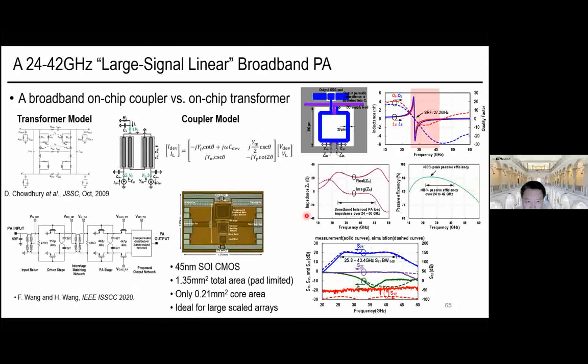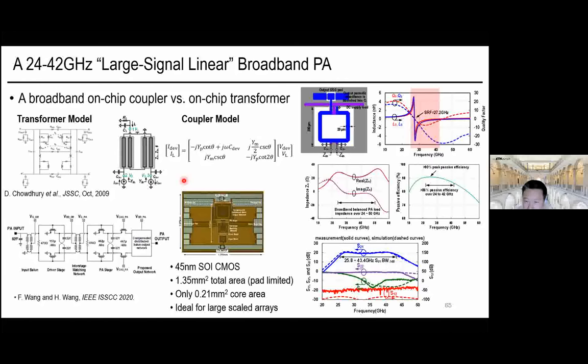To further boost the PA large-signal performance and achieve a very flat OP1dB and PAE over a wide frequency range, my group also looked at the use of an on-chip coupler as a wideband power combiner. This is one application of the on-chip coupler. Previously, we have seen that it is useful for very high frequency, but here is an example to show that it is also useful for around 20 to 40 gigahertz applications.